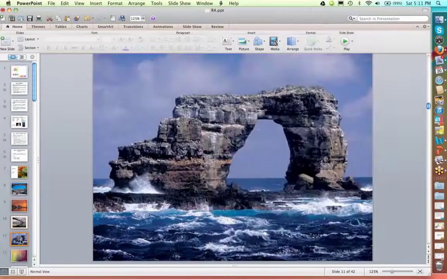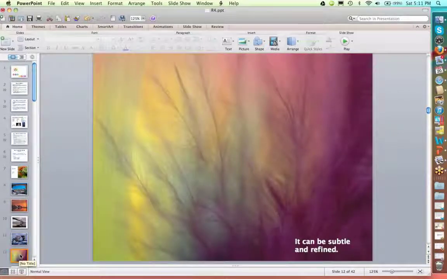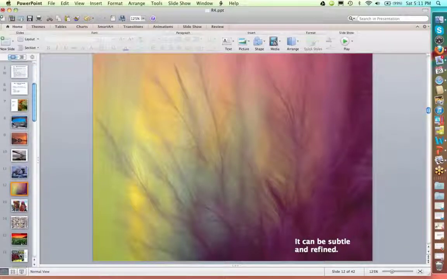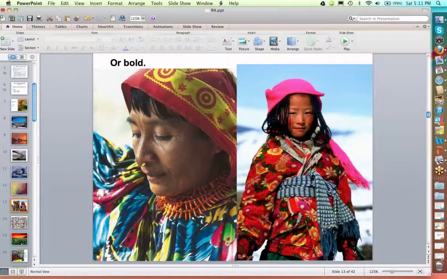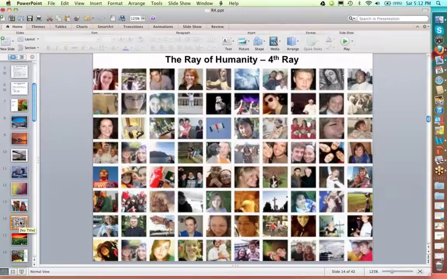So if you haven't found it yet, it's the bridges we're looking at. It's the idea of connecting one side with another. It is the ray of color and the ray of refinement. And the color can be subtle, as in this slide, or bold. But you see how colorful it is? It is the ray of humanity, the fourth ray.